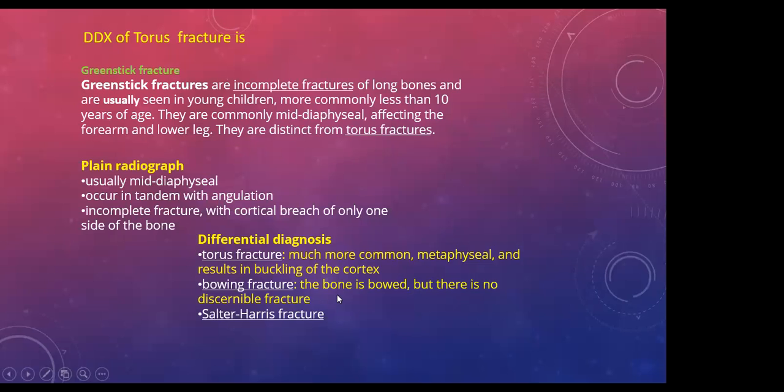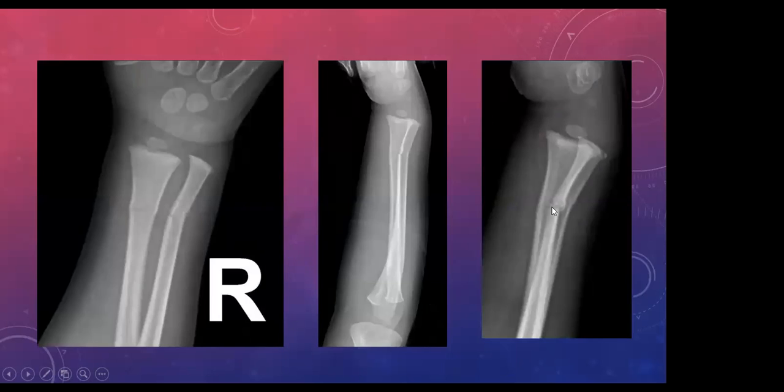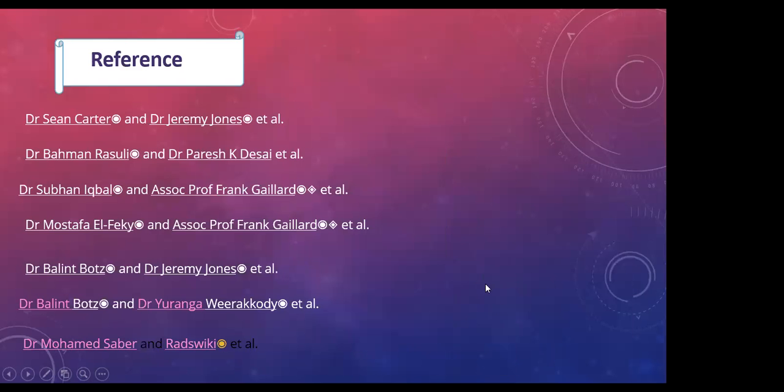Bowing fracture: the bone is bowed, but there is no discernible fracture. And Salter-Harris fracture. This is the mid-diaphyseal fracture on one side of the bone, AP and lateral, a greenstick fracture. This is another image. This is the reference, thank you.